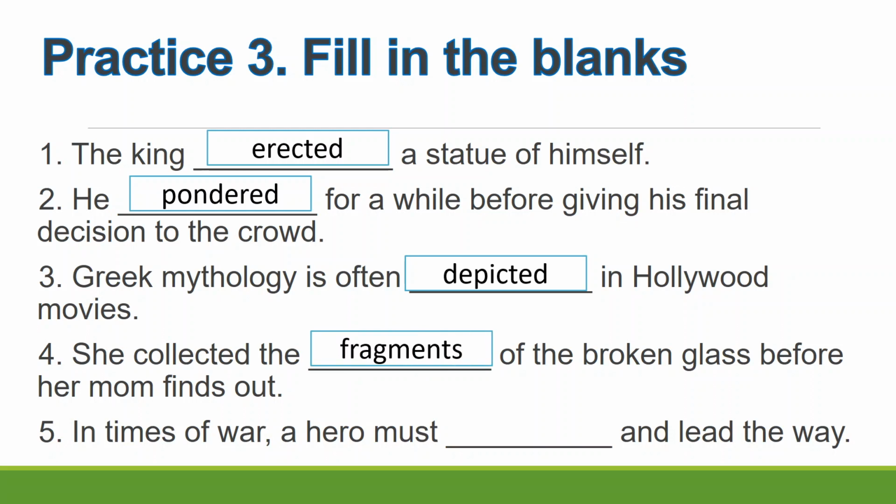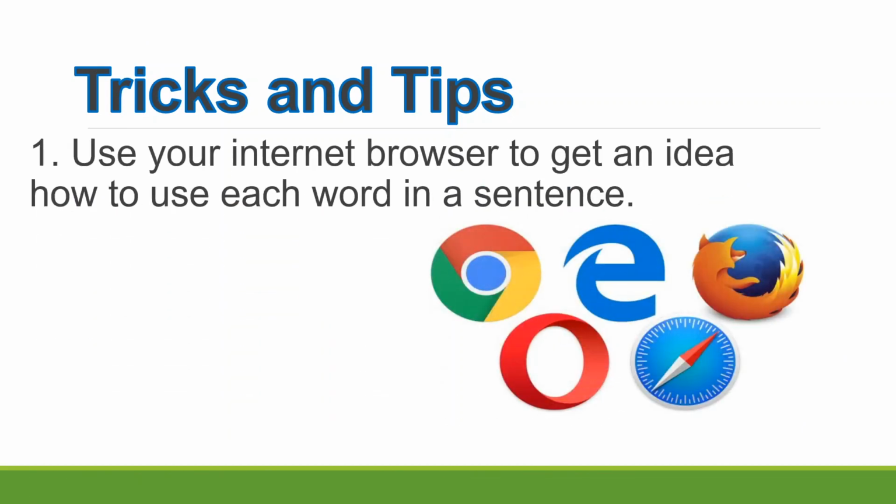And number 5, in times of war, a hero must, what's your answer? Emerge and lead the way. So emerge, to become known, okay? So here are the answers for this activity. All right. Here are the tricks and tips again. If you want to answer your worksheet for now, you can use your internet browser to get an idea how to use each word in a sentence. So I've explained this many times before. I think you know what to do.